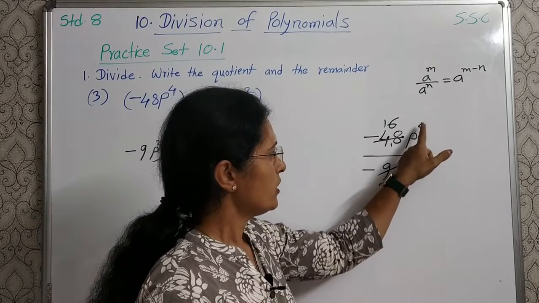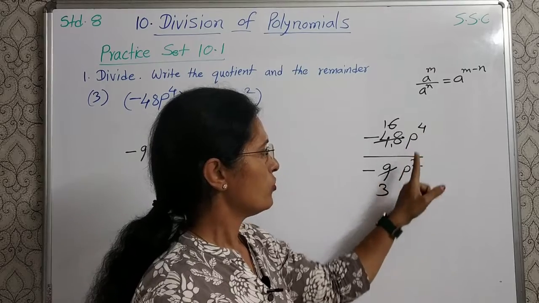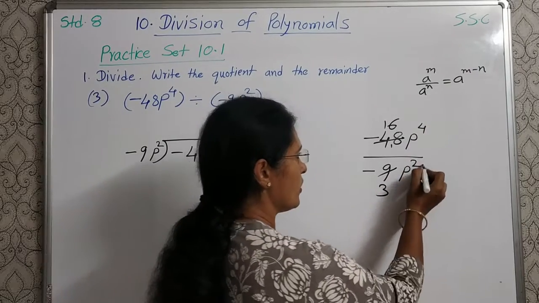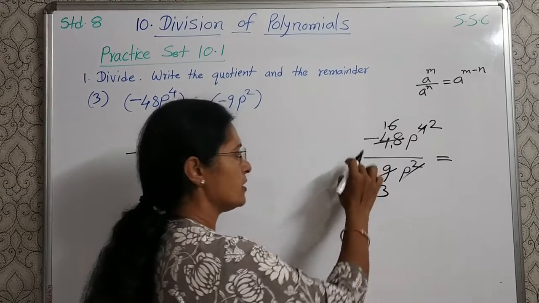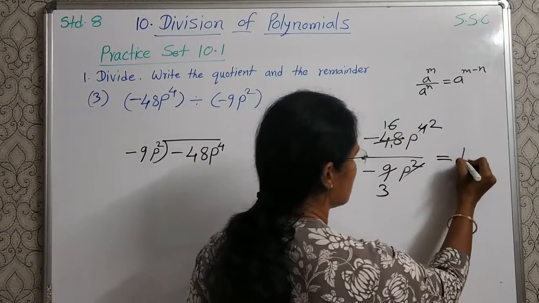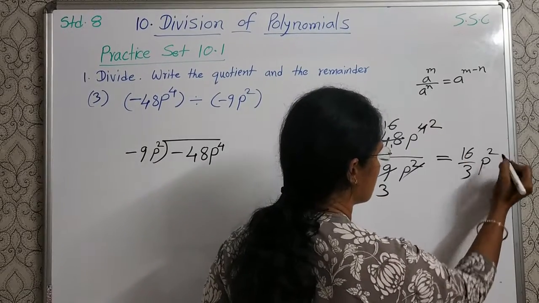Now p raised to 4 by p square. Using this law, 4 minus 2 is 2. So here it will be 2. Now see the quotient, minus minus plus, 16 by 3 p square. So this is the quotient.